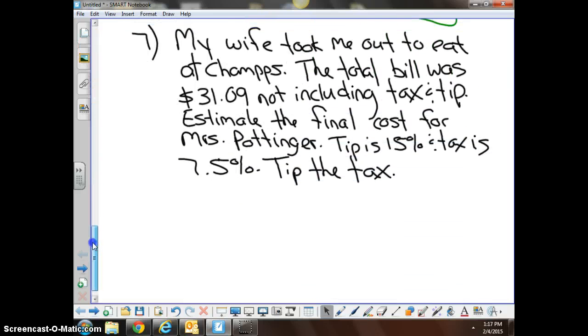My wife took me out to eat at Champs. The total bill at Champs was $31.09, not including the tax and tip. Your job is to estimate the final cost for Mrs. Pottinger since she took me out to eat. You do need to know that we tip at 15%, and that we are being taxed at 7.5%, which isn't entirely accurate on both ends. But that's what we're going to go with for this problem.